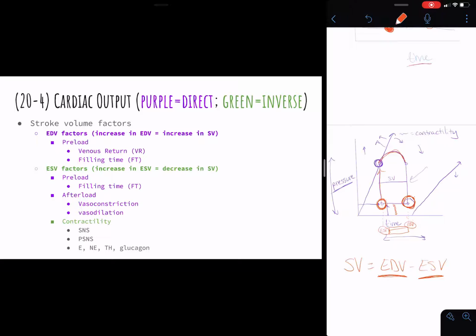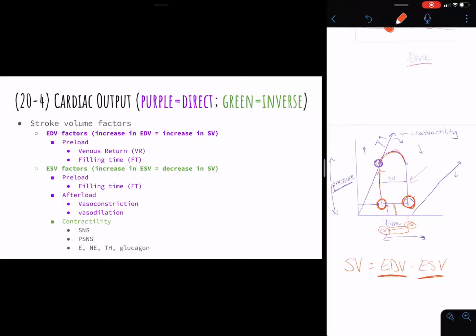Two other things that affect ESV are afterload and contractility. Afterload is the amount of pressure that the blood contributes to the heart after a contraction. And things that can affect this are kind of peripheral. They don't really have to deal with the heart itself. And that includes vasoconstriction and vasodilation. So this is vasoconstriction of the arteries and veins in the systemic circuit, and vasodilation of the same.